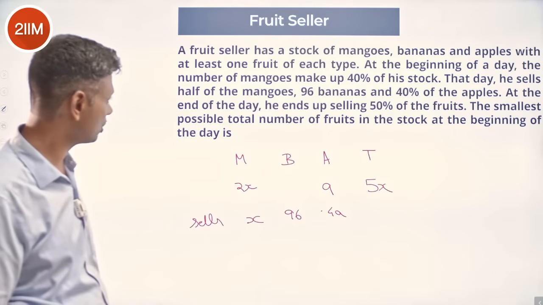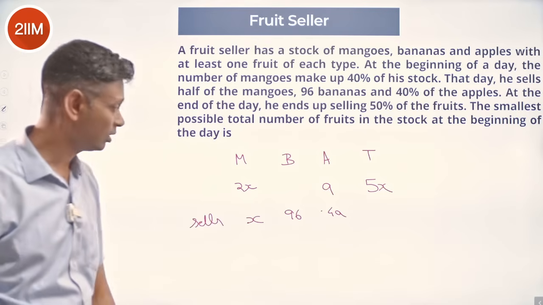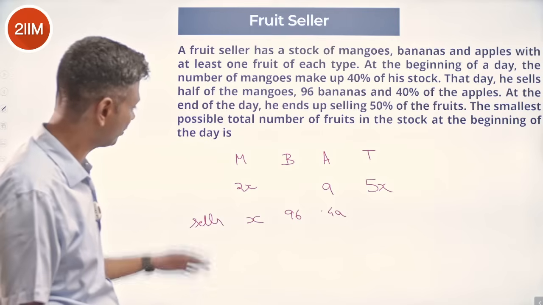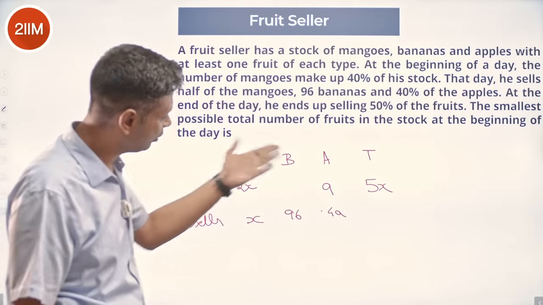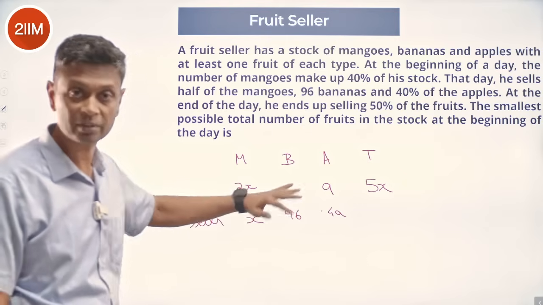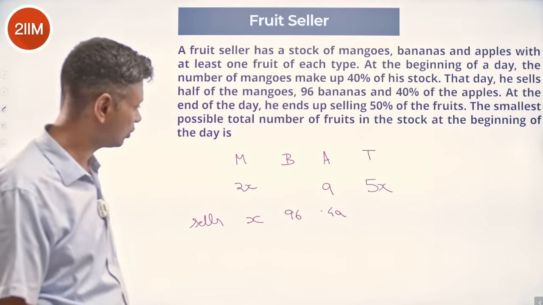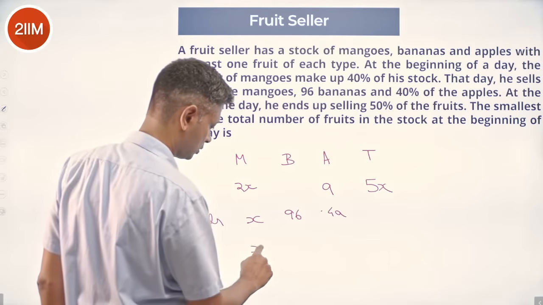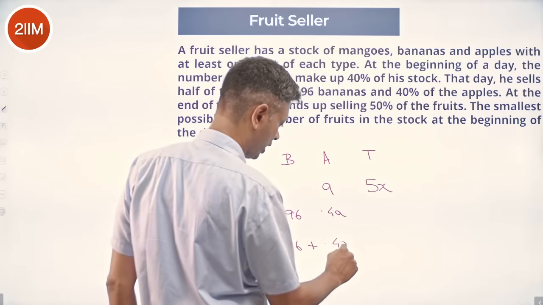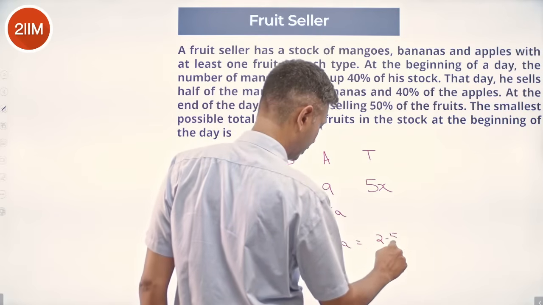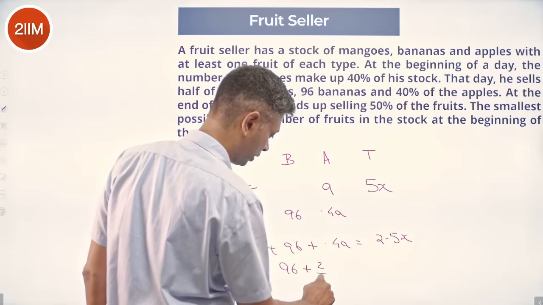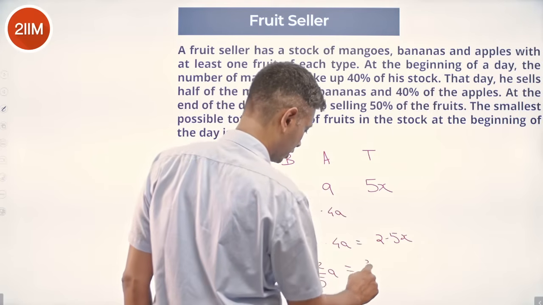It's the smallest possible total number of fruits in the stock. So x plus 96 plus 0.4a, he's selling half of this. He's selling 40% of this. So this number should be more than 50%, and that much we know. And so x plus 96 plus 0.4a is 2.5x, and so 96 plus 2 by 5a is 3 by 2x.